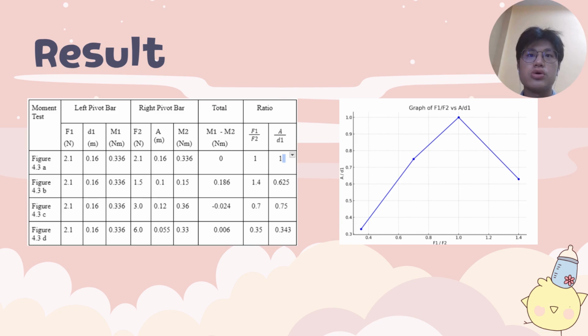We also calculated the ratio of F1 over F2 and D2 over D1 for all tests, and we observed that in most cases the ratio reflected the expected proportional relation stated in the principle of moment. Overall, this result supports the theory that when the moments on both sides are balanced, the system reaches equilibrium.